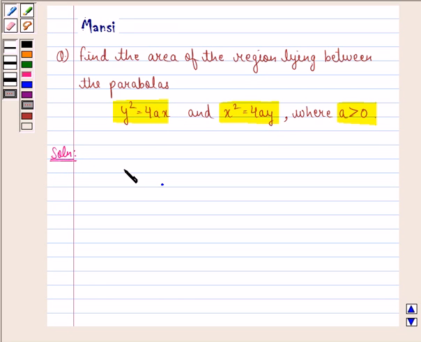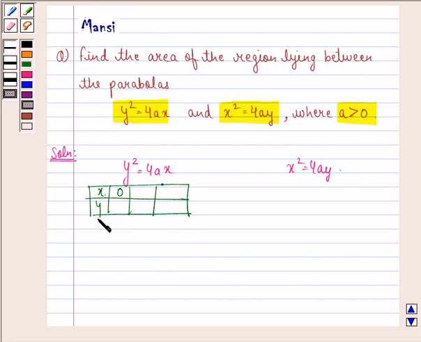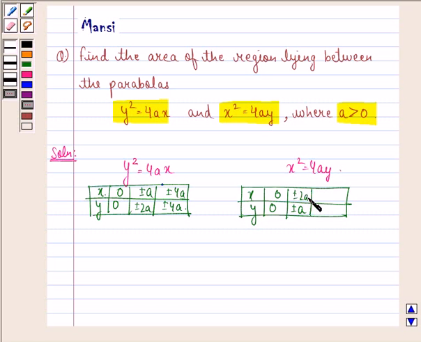First of all, we need to draw these two graphs, that is, y square is equal to 4ax and x square is equal to 4ay. We see that the points lying on y square equals to 4ax are 0, 0, when x is plus minus a, y is plus minus 2a, when x is plus minus 4a, y is plus minus 4a. Similarly, for x square equals to 4ay, when x is 0, y is 0, when y is plus minus a, x is plus minus 2a, and when y is plus minus 4a, x is plus minus 4a.